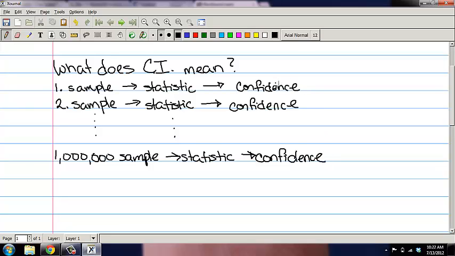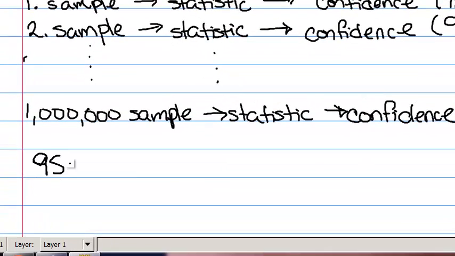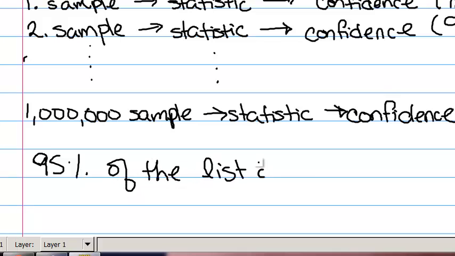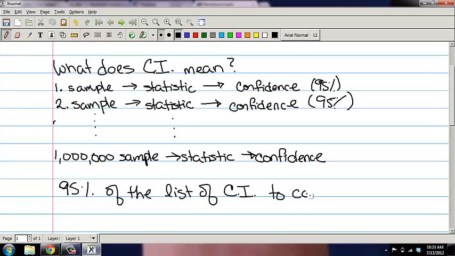So notice what we have here. We have a long list of confidence intervals. Each one of these is different because we restarted the process each time. So I have 1 million different confidence intervals here. Now, if every one of these confidence intervals was a 95% confidence interval, what that means is that we would anticipate 95% of the list of the confidence intervals to contain the true parameter.